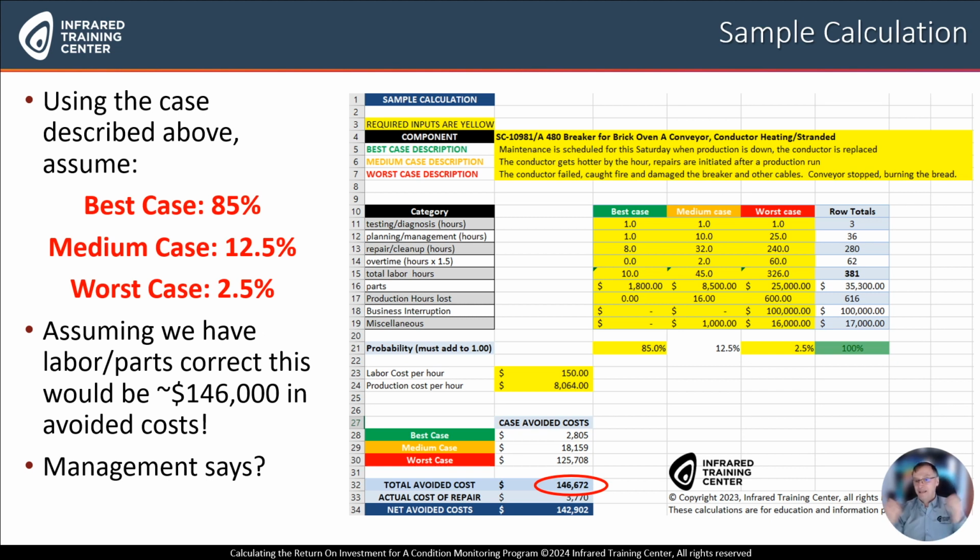Arbitrary value. Hey, 85%, I think there's an 85% chance that we're going to get to the weekend and we're not going to have a problem. But there's a 2.5% chance. The electricians said that, oh yeah, 10 years ago this happened and it failed fairly rapidly. Okay? Well, the way this works is that everything gets summed up.